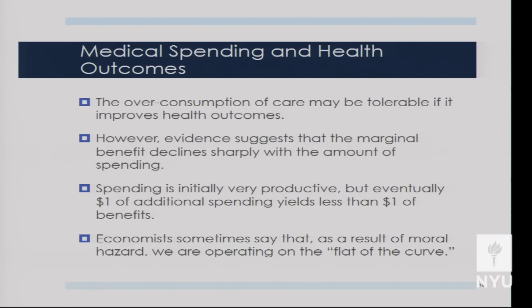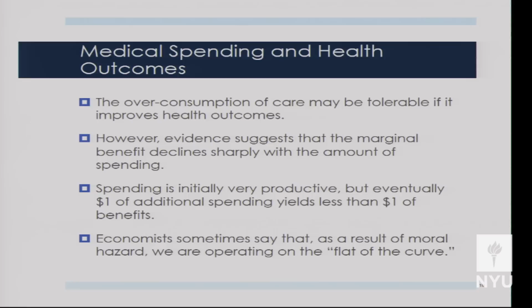The evidence suggests that the marginal benefit of health care declines pretty sharply. We'll talk about it in a second, but the marginal benefit curve is declining sharply in the amount of care you get. Initial care is incredibly good for you and makes you much healthier. Eventually, marginal dollars spent on you are not buying you much better health outcomes. So spending initially is very productive, but eventually $1 of additional spending is yielding less than $1 of additional benefits in terms of health. Economists often call this the fact that we're practicing flat-of-the-curve medicine. The natural question is, what curve are you talking about? So imagine we're talking about a set of axes.